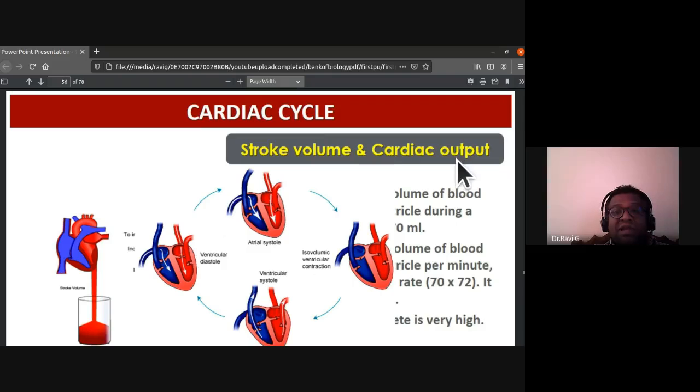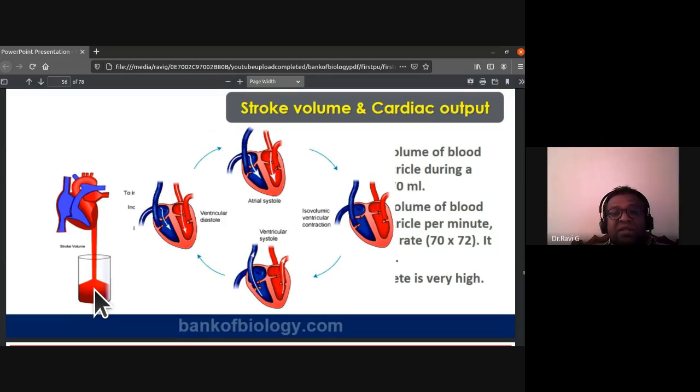So stroke volume and cardiac output, you can just remember. The volume of blood pumped by the left ventricle during a cardiac cycle we call the stroke volume, and it is 70 ml. The volume of blood pumped by the left ventricle per minute, 70 into 72, we call the cardiac output. So it will be 5400 ml.